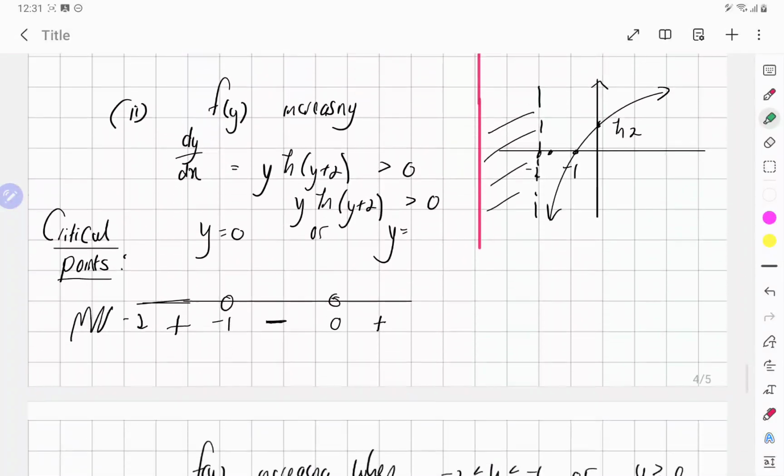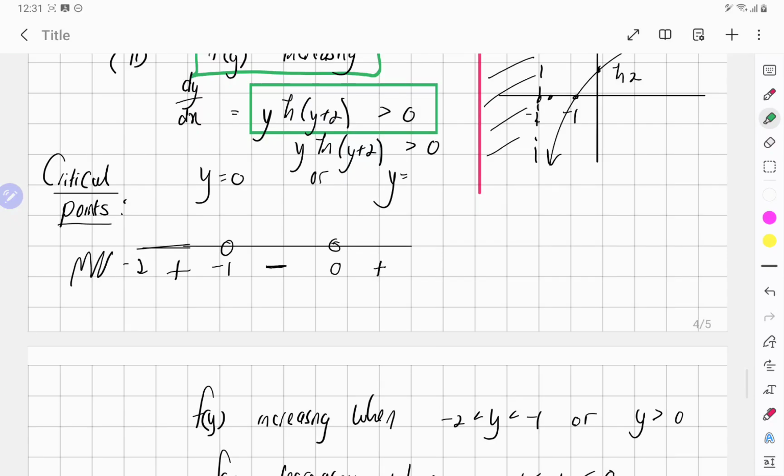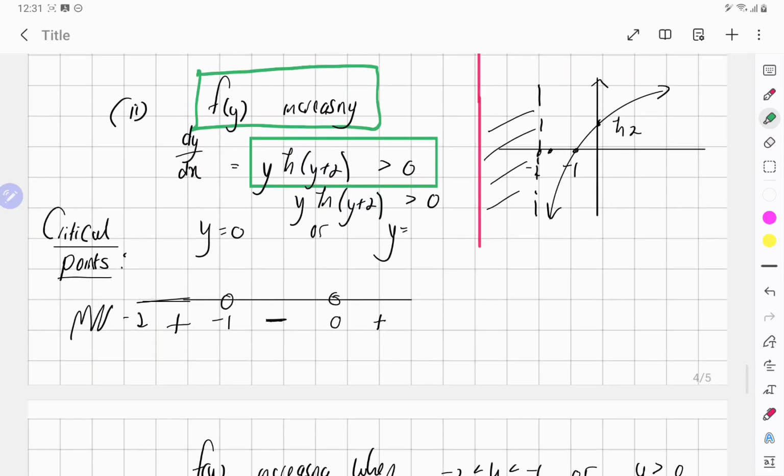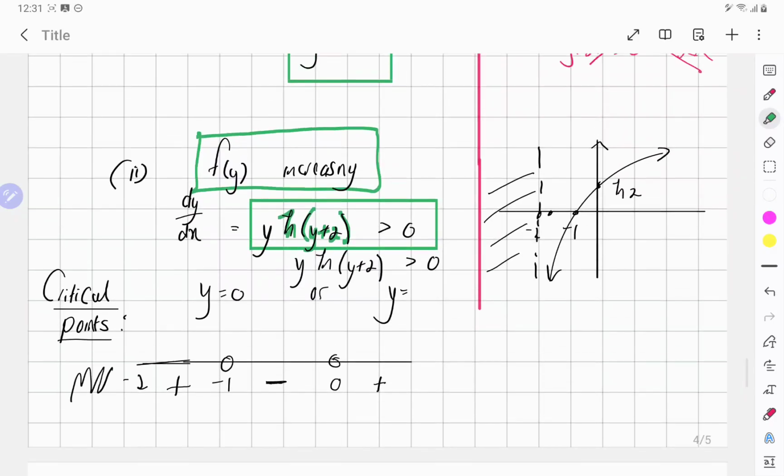So let's check where f of y is increasing. So I have my derivative greater than 0. Now this is quite a tricky one. Remember this sketch for ln of y plus 2. Your ln graph will move 2 units to the left because it is plus 2.